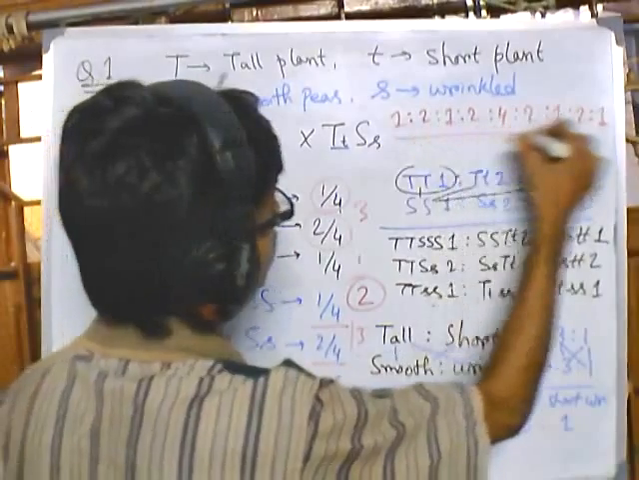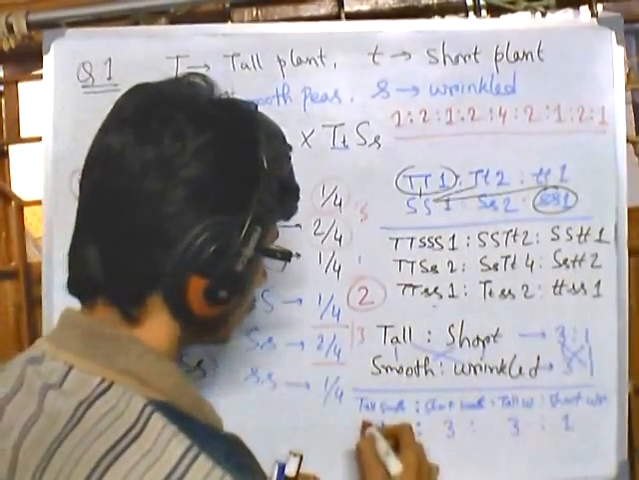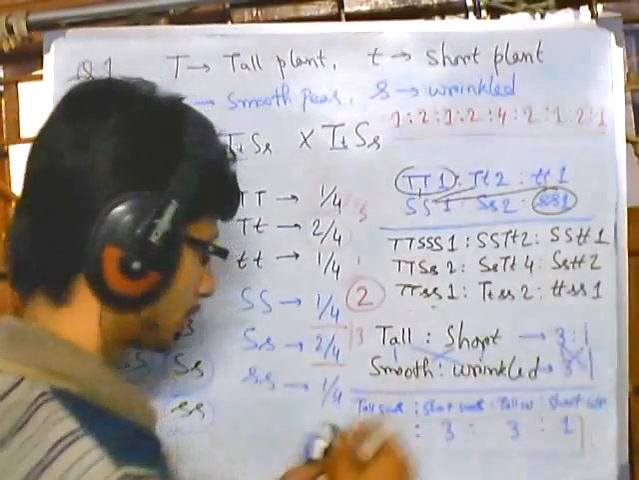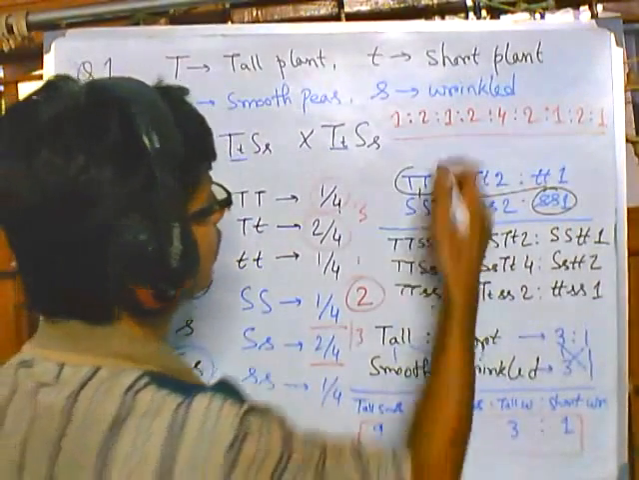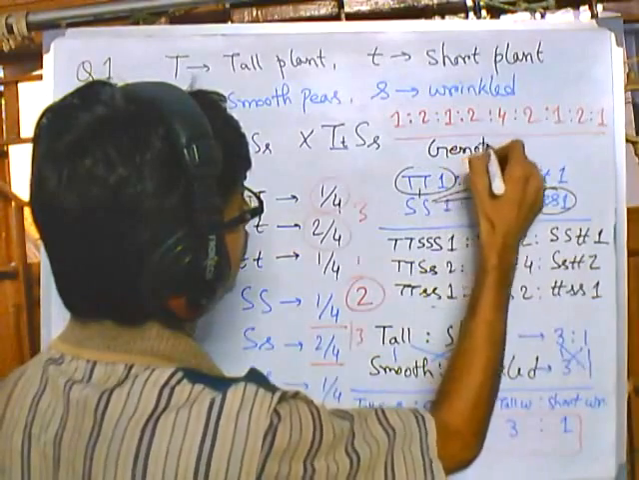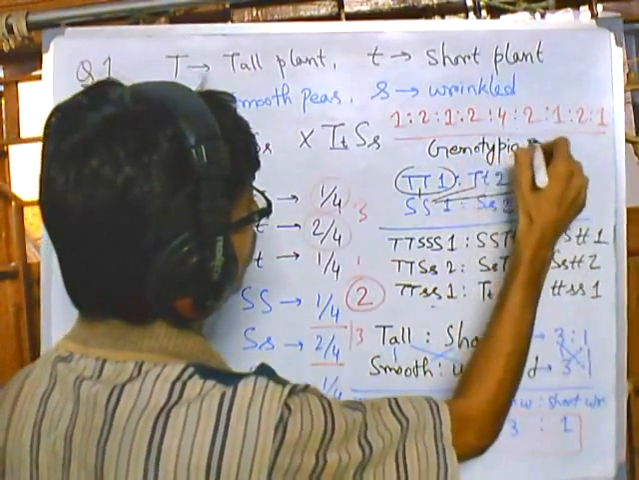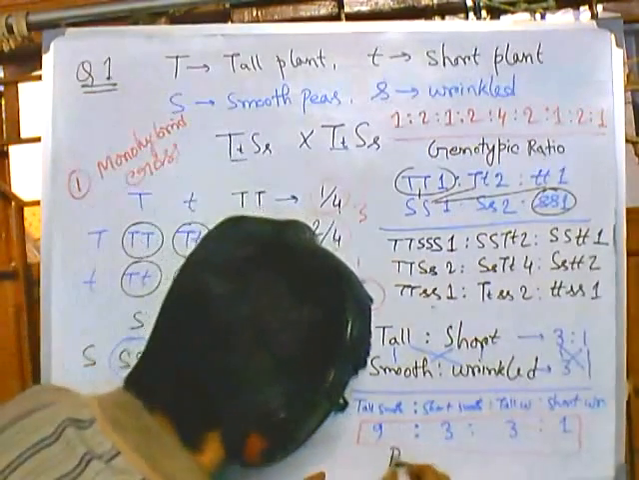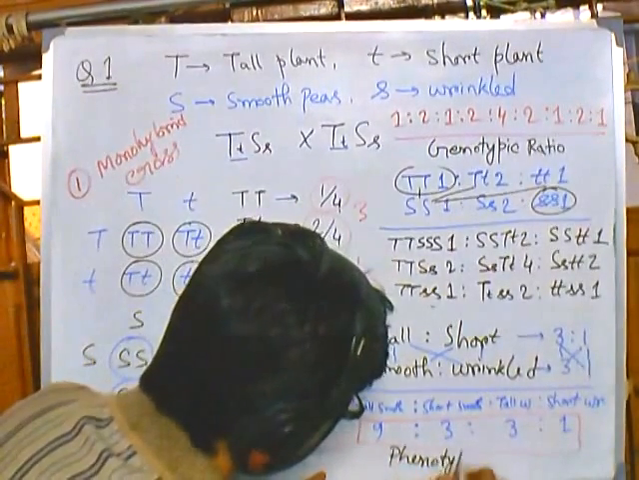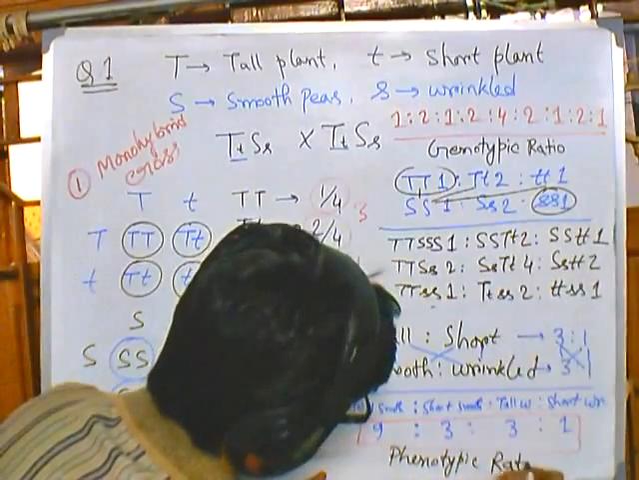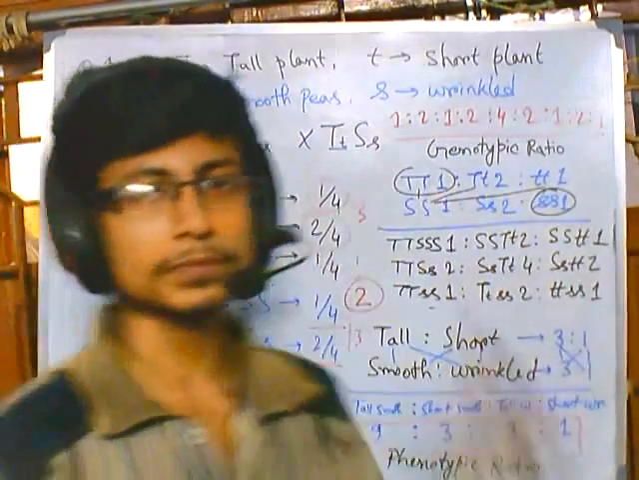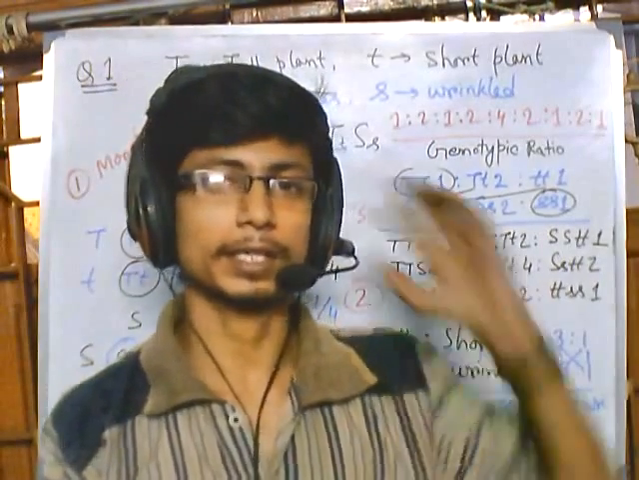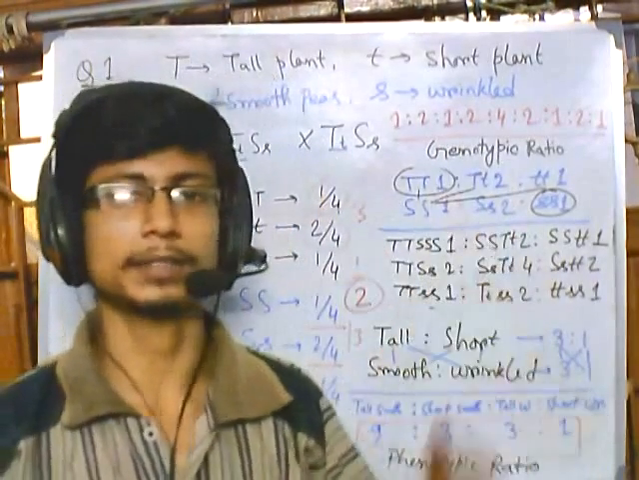So the ratio here is 1:2:1:2:4:2:1:2:1. This is the genotypic ratio, and 9:3:3:1 is the phenotypic ratio. So this is the genotypic ratio, right? And this is the phenotypic ratio for this cross.